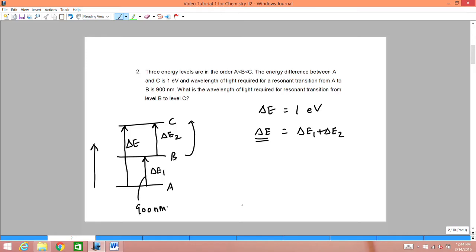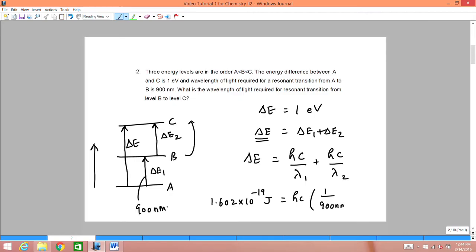Remember that delta E is inversely proportional to the wavelength. Therefore, this is delta E and this one, delta E1, is given as 900 nanometers. Therefore, if you write hc by lambda 1 plus hc by lambda 2, and this is given as 1 electron volt, what you have is 1.602 times 10 to the minus 19 joules on this side, and that is equal to hc times 1 by 900 nanometers plus 1 by lambda 2.